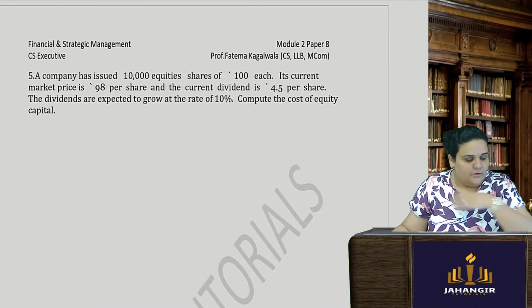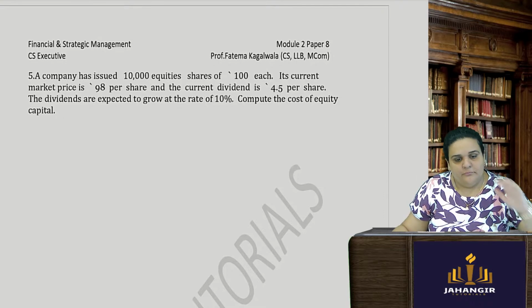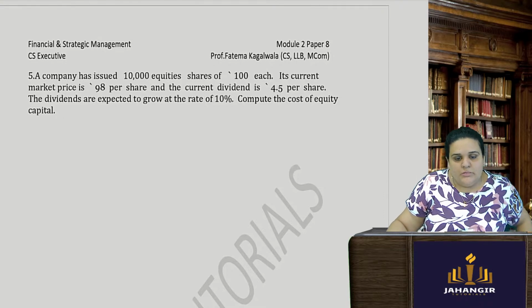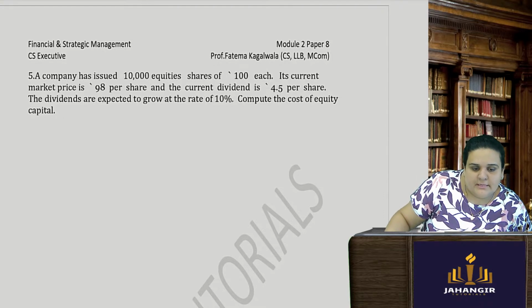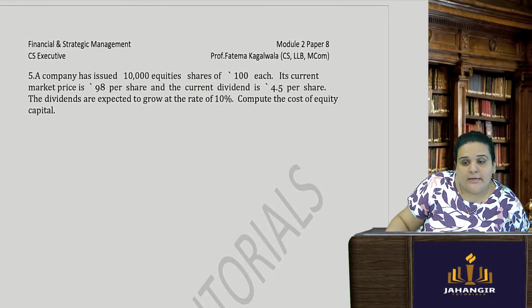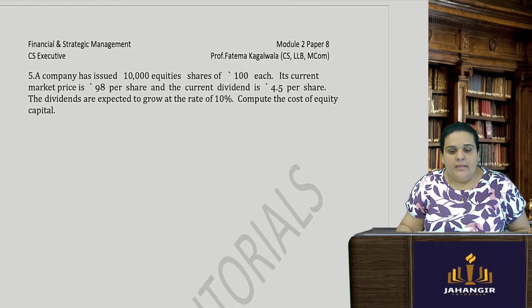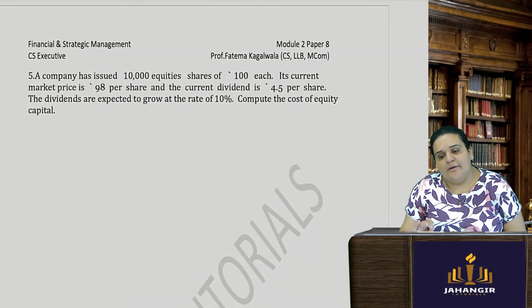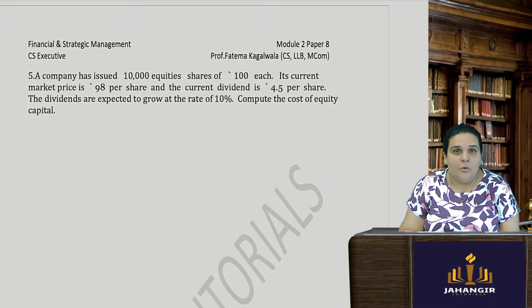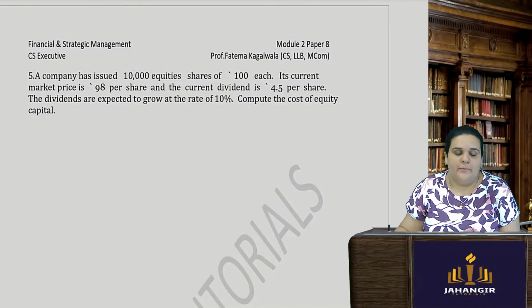Okay. Question number 5. A company has issued 10,000 equity shares of rupees 100 each. Its current market price is rupees 98 per share. And the current dividend, D0, is 4.5. The dividend is expected to grow at the rate of 10%. Compute the cost of equity share capital.